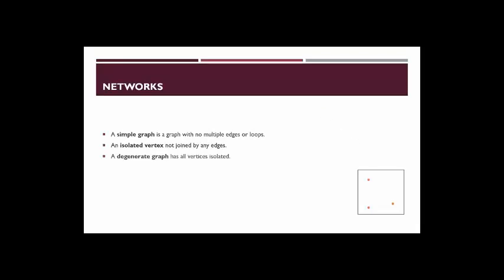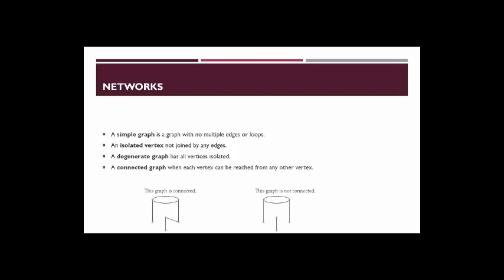A degenerate graph has all vertices isolated, which means that all the vertices are not connected to each other. A connected graph is one where each vertex can be reached from any other vertex. For example, if you look at the first figure, this graph is connected. You see all the vertices are connected, and this graph is not connected, because 2 points here are left unconnected.